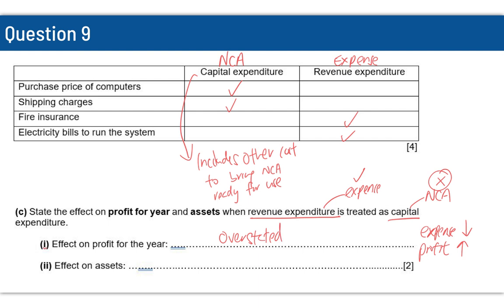Then your non-current asset is not supposed to be there. So as a result, your non-current asset will be overstated also. So for this type of question, the overstate and understate usually come hand in hand together. Just be careful because they can also ask you capital expenditure treated as revenue expenditure. Then the answer will be understated for both.